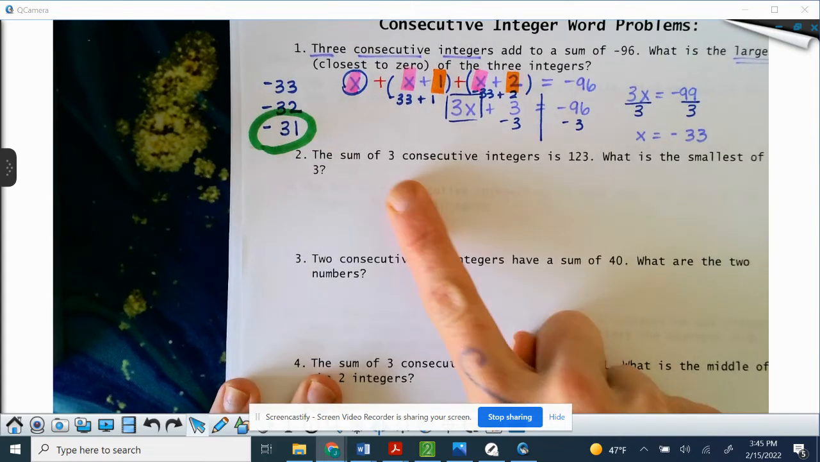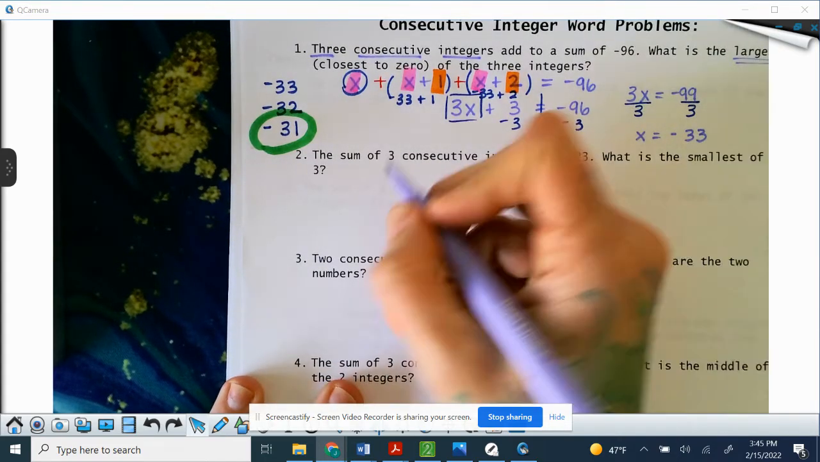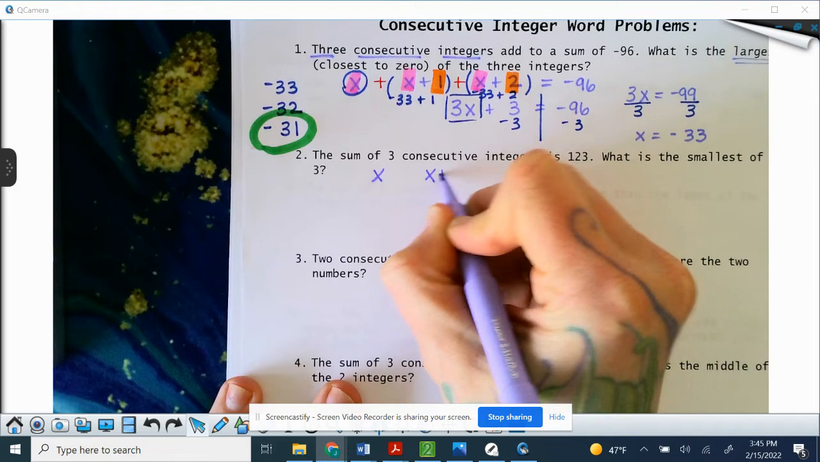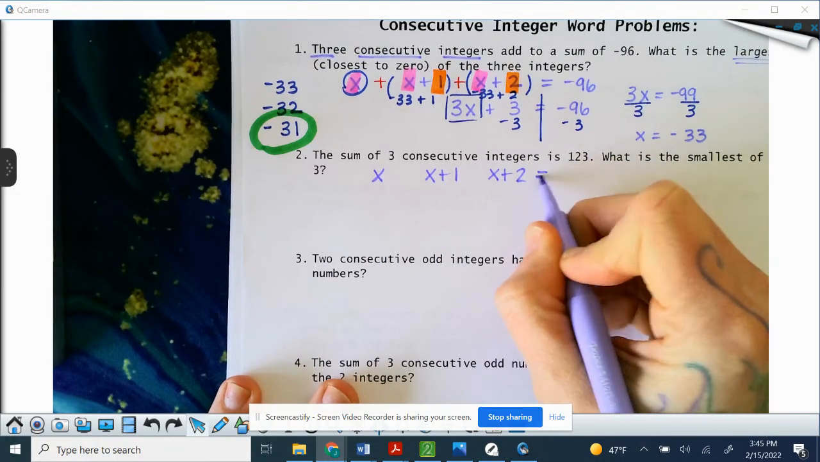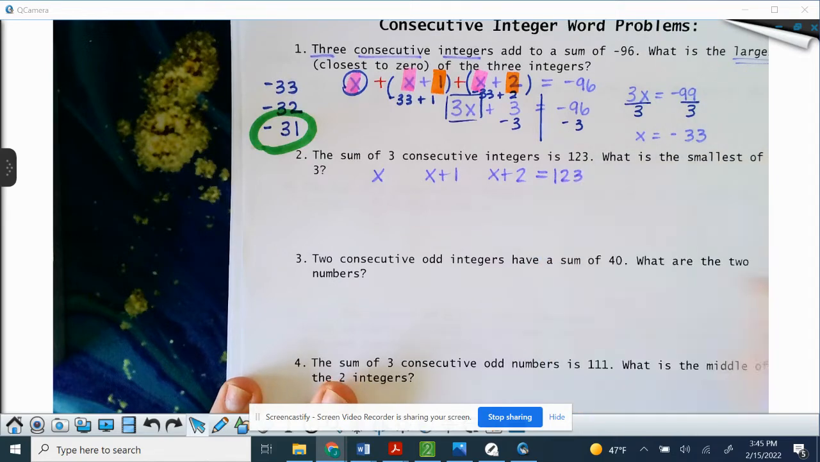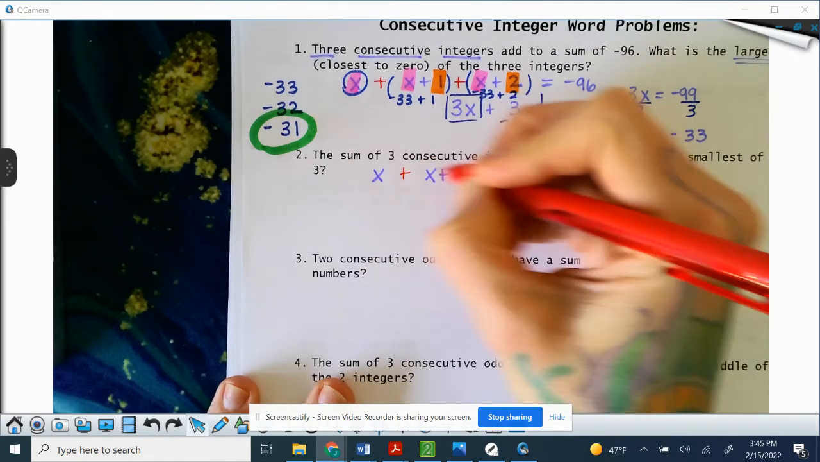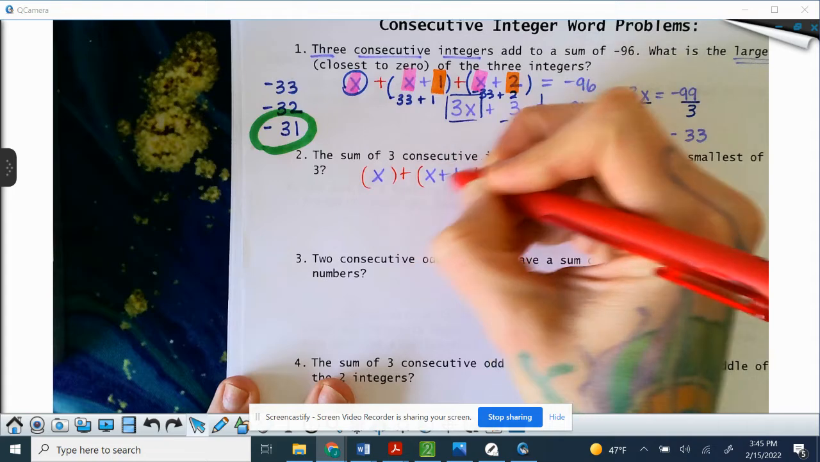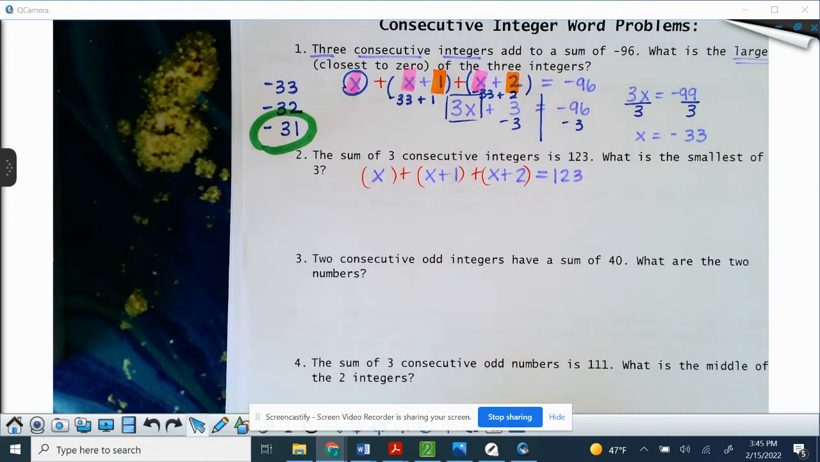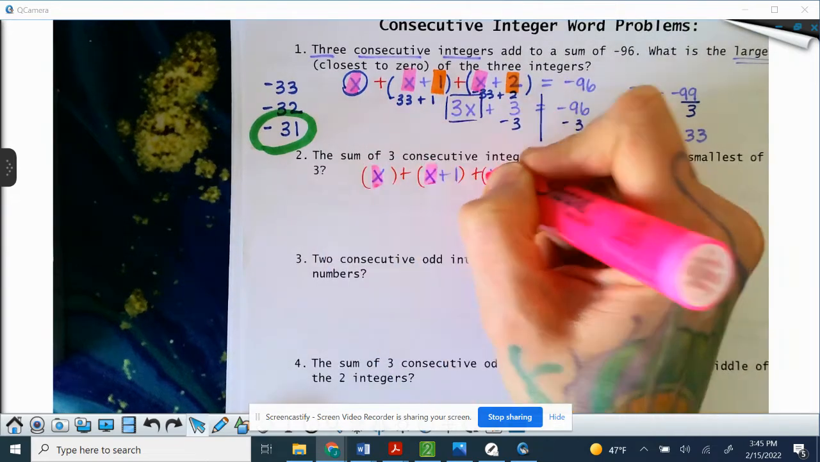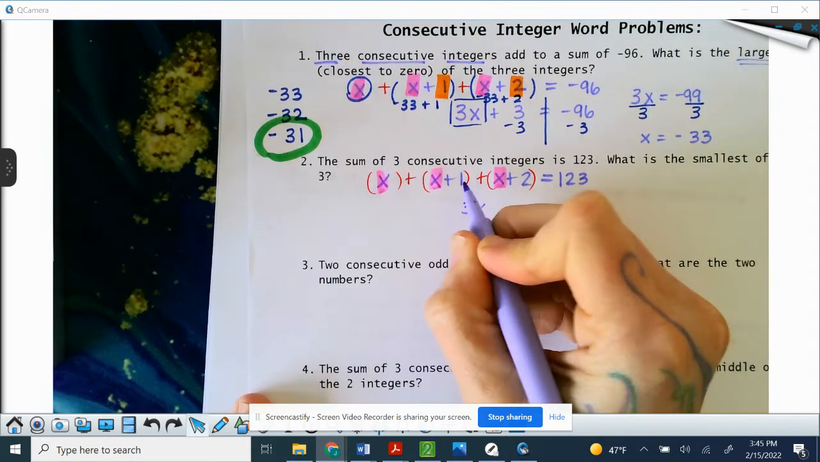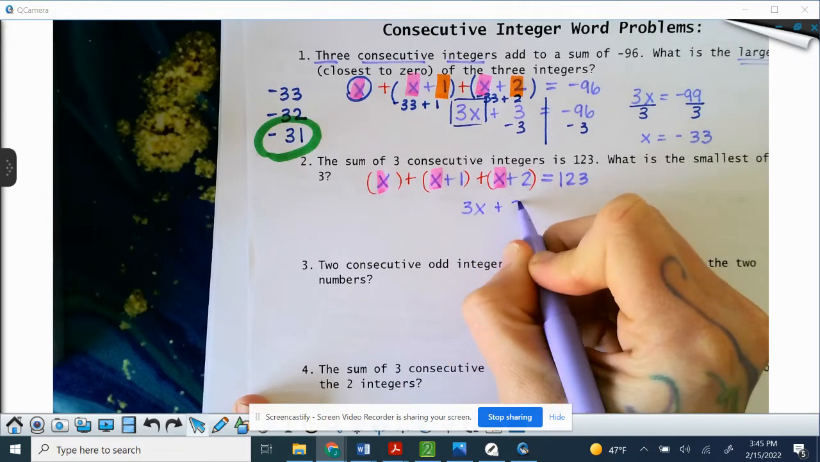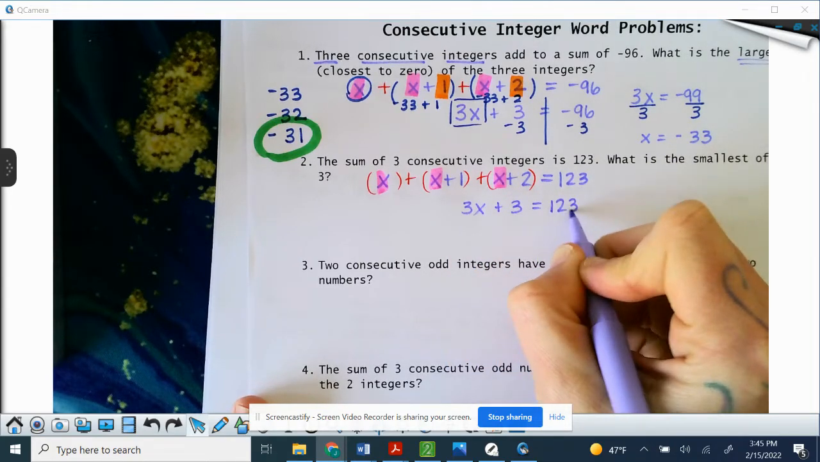So same thing, 3 consecutive. So I now have x plus x plus 1 plus x plus 2, and it says the sum, so it's going to equal 123. Again, you're going to add these 3 numbers together because it says sum. We're going to combine like terms again. So I have 3 x's, 1, 2, 3. And then our 1 and our 2 is going to give us 3 again. So 3x plus 3 equals 123. You're going to solve that equation.